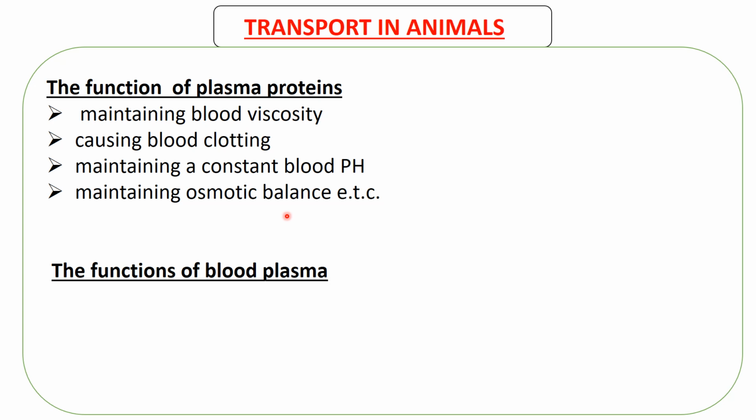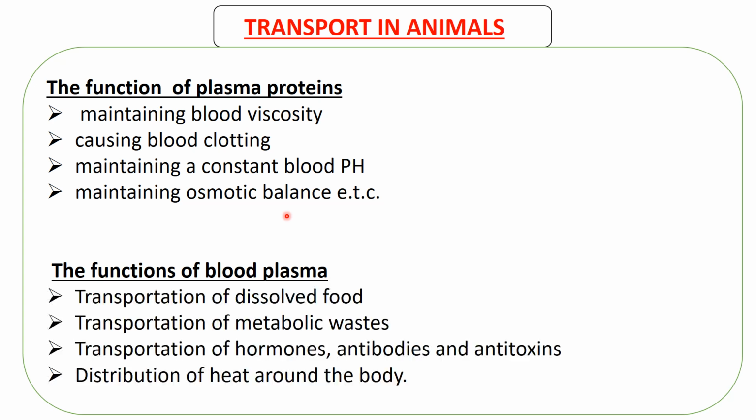So now, what are the functions of blood plasma? These are the functions. The first being transportation of dissolved food, second being transportation of metabolic waste, third being transportation of hormones, antibodies, and antitoxins, and the last one is distribution of heat around the body. Heat is made by the liver and the muscles. So once heat is made, for the whole body to enjoy that heat, it has to be distributed by the blood plasma.